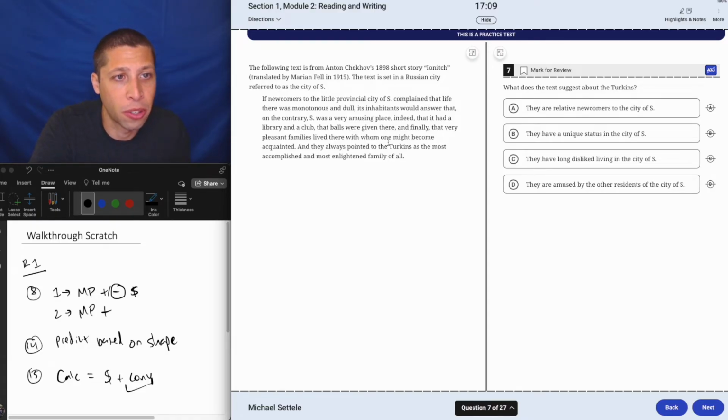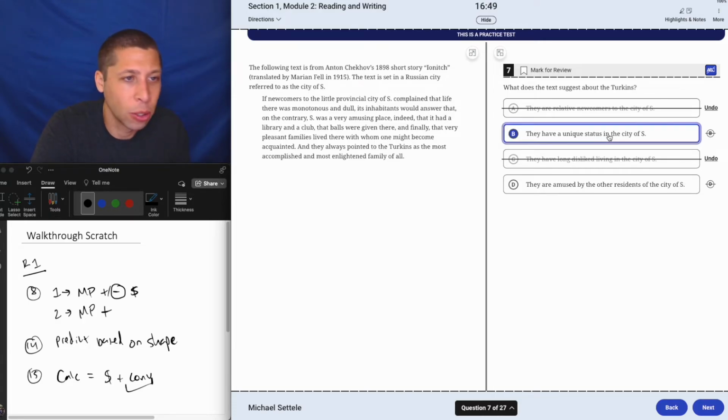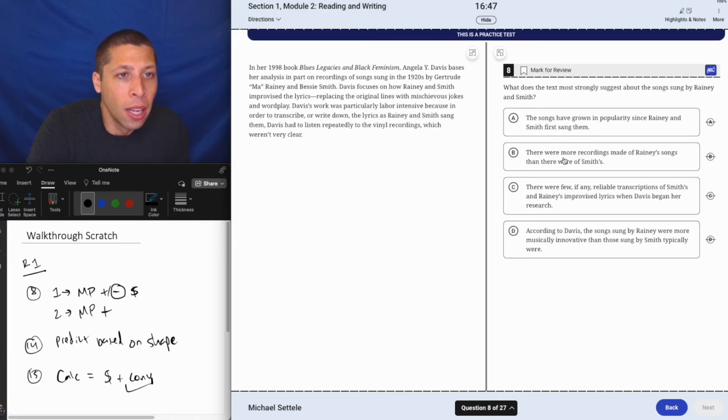So what is suggested by the Turkins? They're good. They're relative newcomers. No. They have unique status. Maybe. That's kind of strong. They have long disliked? No. They are amused by the other residents. I don't think so. And as they always pointed to the Turkins as the most accomplished. Okay, fine. Unique status. Fine.